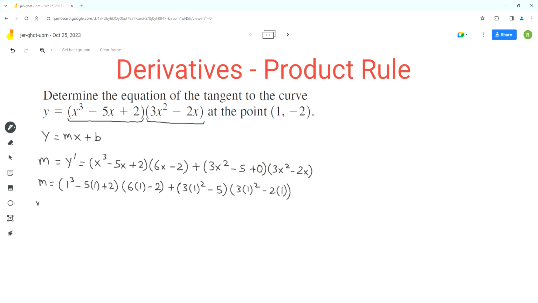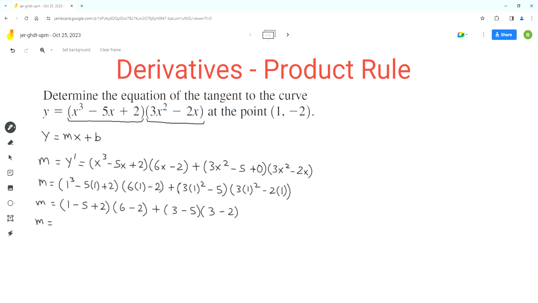Now we can simplify this expression further. In the first parenthesis, 1 cubed is 1, minus 5 times 1 is 5, plus 2. In the second parenthesis, 6 times 1 is 6, minus 2. In the second part, 1 squared is 1, so 3 times 1 is 3, so 3 minus 5. And then in the last parenthesis, 1 squared is 1, so 3 times 1 is 3, and 2 times 1 is 2.